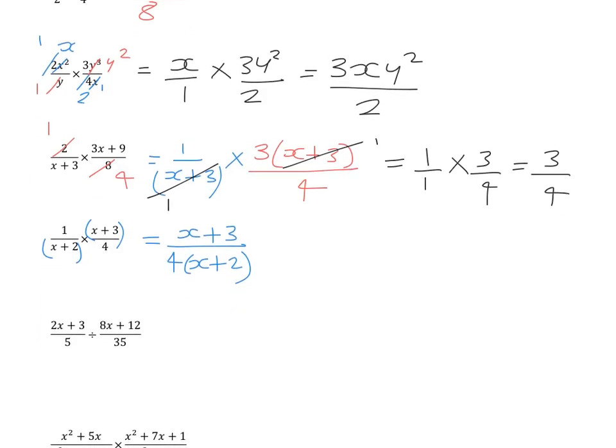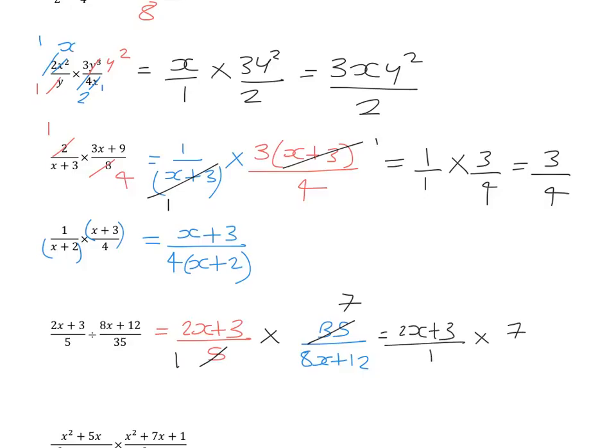What about division? The first fraction is 2x plus 3 over 5. The second fraction becomes 35 over 8x plus 12, and we're multiplying. 5 divides by 5 to make 1, 35 divides by 5 to make 7. And if we factorise anything that factorises, the denominator of the second fraction becomes 4 bracket 2x plus 3, which means we can cancel 2x plus 3 and 2x plus 3, leaving us with 7 over 4.